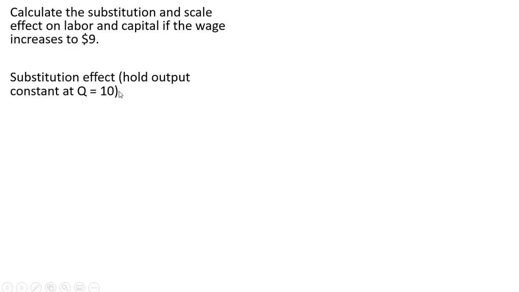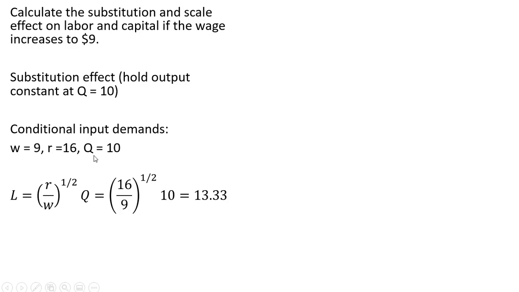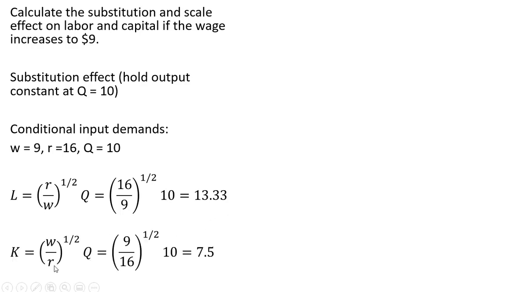So the substitution effect, we're going to find that by holding output constant at 10 and changing the relative price to labor. Wages going up from $4 to $9. So the conditional input demands, when W is 9 now instead of 4, and again we're holding output constant at 10, the firm would hire 13.33 workers.